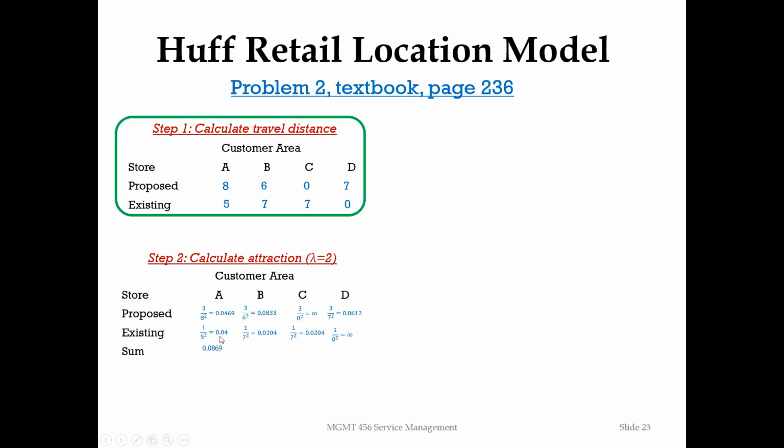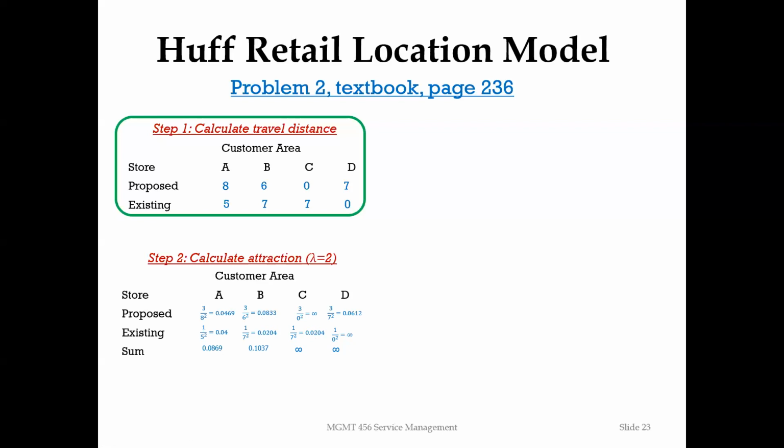So what's the total attraction for each customer area? The total is 0.0469 plus 0.04, you get 0.0869. Total for B, 0.0833 plus 0.0204, you get 0.1037. Total for C, infinite plus the number, you still get infinite. Area D is 0.0612 plus infinite, you get infinite. So this is the attraction, step 2.